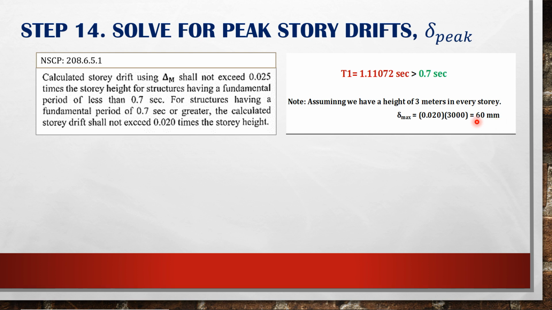So, ano ibig sabihin nito? Kapag lumampas na sa 60 mm yung peak story drift natin, hindi na natin yun i-consider, kundi gagamitin natin itong maximum na 60 mm. Hindi na natin i-consider yung greater than 60 mm. Kasi sabi nga, hanggang delta max na 60 mm lang tayo. So, ayan, ito na yung solution.